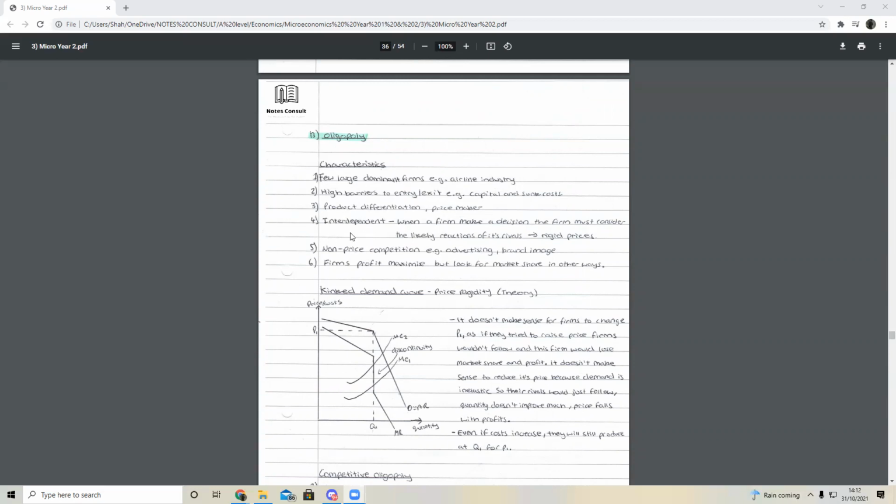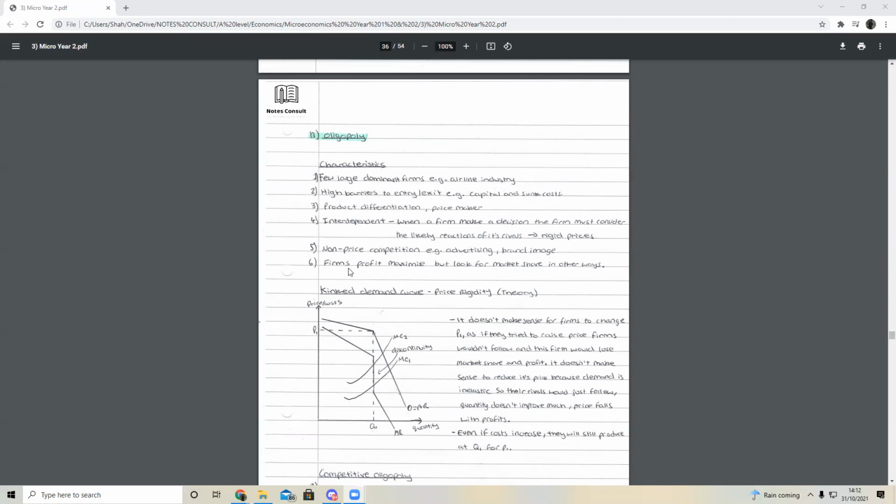Do you know what price rigidity is? No. So because they're interdependent, they tend to stick to one price. That's where the kinked demand curve comes in, isn't it? They'd have a lot of non-price and price competition. For example, non-price competition is like advertising and brand image. Price competition is like having price wars where they undercut each other in prices.